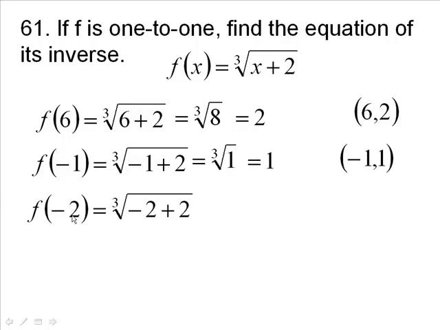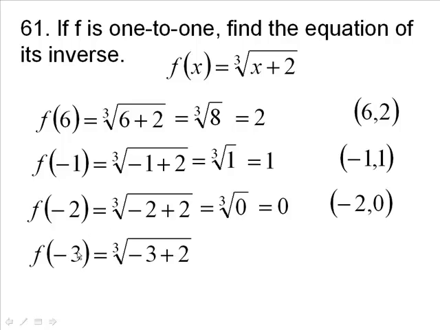We'll let x be negative 2. You have negative 2 plus 2 is 0. Cube root of 0 is 0. So we have negative 2 comma 0. Let x be negative 3. Negative 3 plus 2 is negative 1. The cube root of negative 1 is negative 1. So when x is negative 3, y is going to be negative 1.